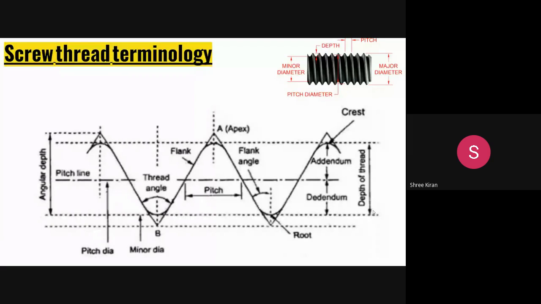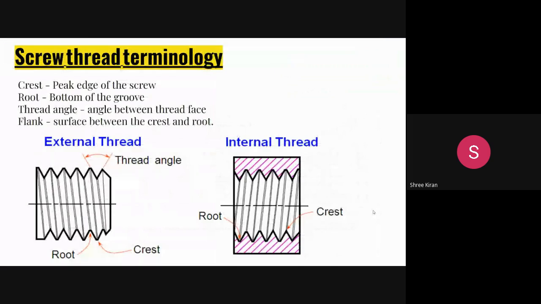So these are the major parts in the nomenclature of a thread. This is the screw thread terminology. The crest is the peak edge of the screw, and the root is the bottom of the screw. Then the thread angle is the angle between the thread faces, and the flank angle is the surface between the crest and the root.